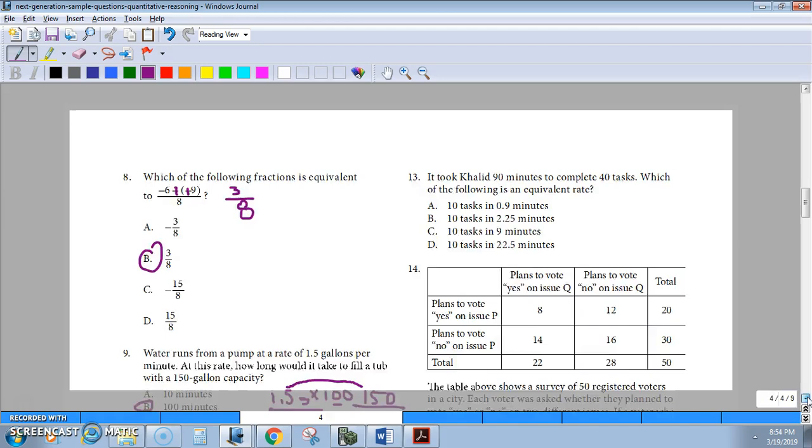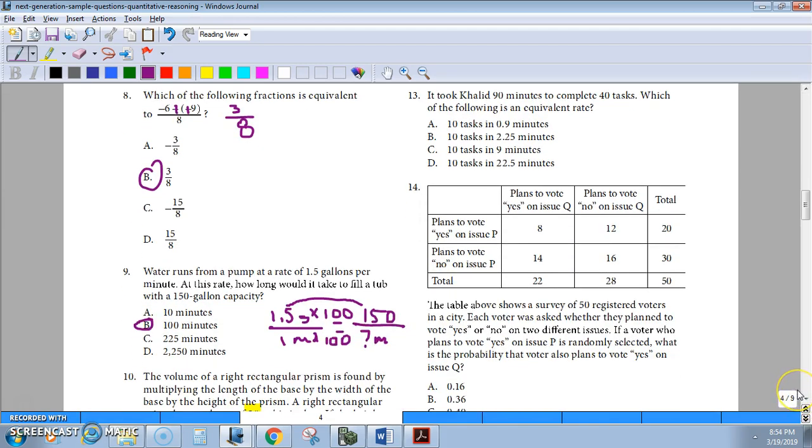Okay, próximo. If it took Khalid 90 minutes to complete 40 tasks, which of the following is an equivalent rate? So a rate is tasks per minute, so you have to put the 40 first. I have 40 tasks per 90 minutes. And it obviously wants us to do how long it would take to do 10 tasks because each answer has 10. So I'll put 10 on the numerator and then our question mark is on the denominator, right? So this is tasks and we just need minutes.